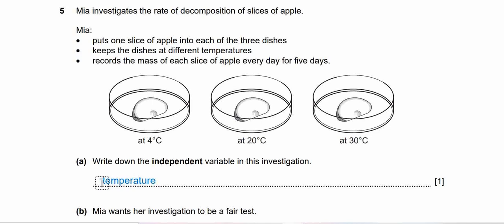So there are 3 things to remember. Independent variable, in this case, is temperature. If we ask about dependent variable, it will be the rate of decomposition. If we ask about the control variable, it will be the things that we keep the same. In this case, same type of apple will be the possible answer. Next, we move on to 5B.